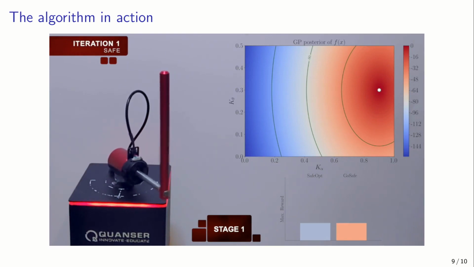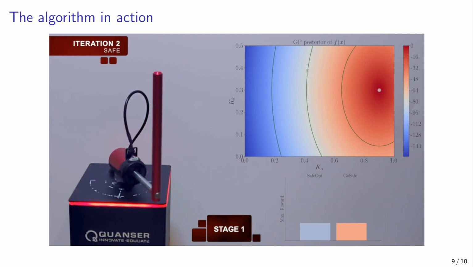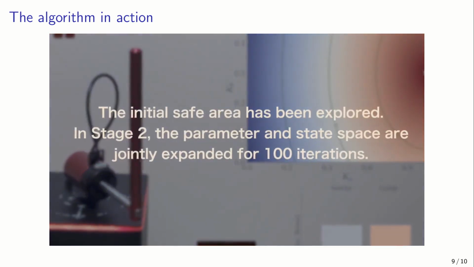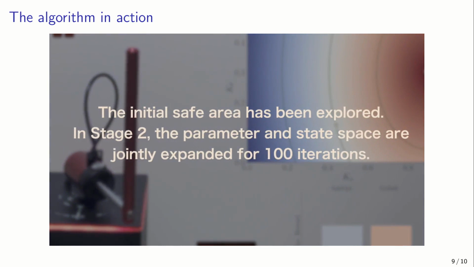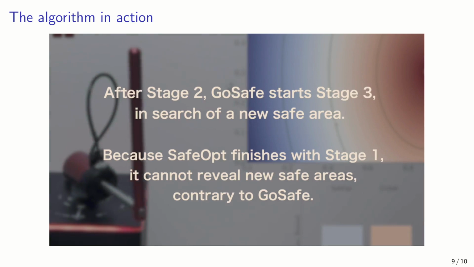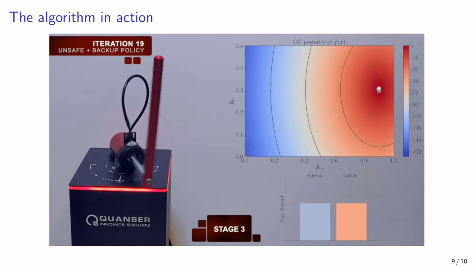First we do SAFEOPT and locally explore the initially given safe region. On the top right, we see the posterior over the policy parameters, and in the bottom plot, we see the reward of both SAFEOPT and GoSafe, which do exactly the same during stage 1. After having explored the initial safe area with SAFEOPT, we then go to stage 2, exploring the joint initial condition and parameter space, which we want to join here, and then we go for the global search.